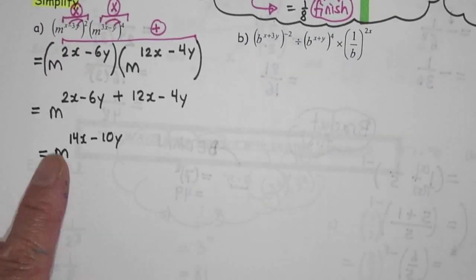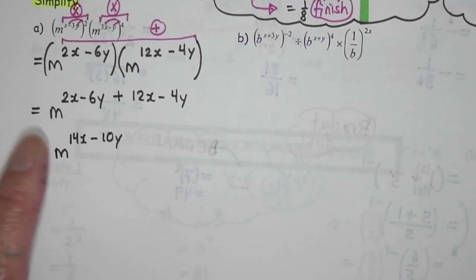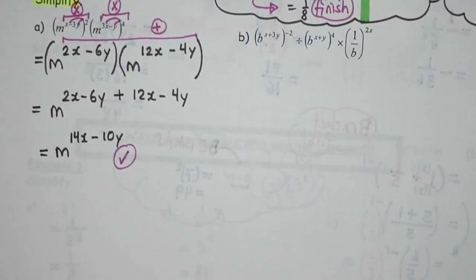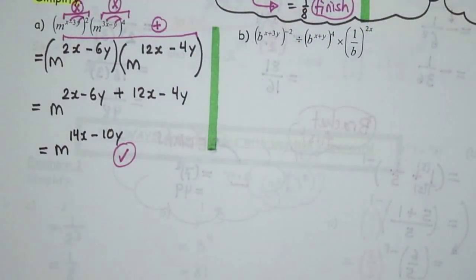So this is just variable to variable. I don't need you to go any further. Don't try to get rid of the negative. It's good. It's beautiful. That's it. Okay, so let's try the next one.